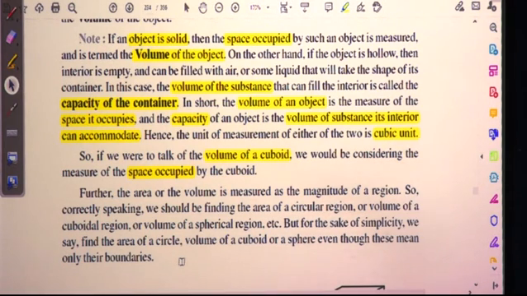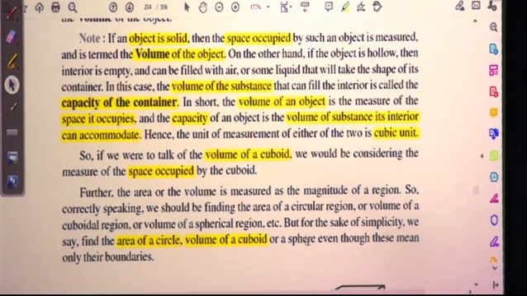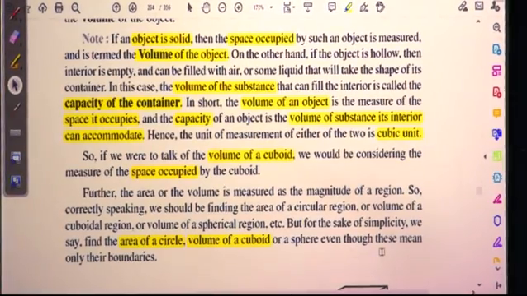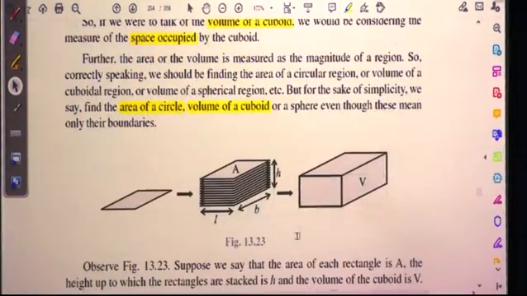Please understand carefully what is explained. We should be finding the area of circular regions or the volume of a cuboidal region or the volume of a spherical region, etc. But for the sake of simplicity, we say find the area of a circle, or the volume of a cuboid or a sphere, even though these mean only their boundaries.